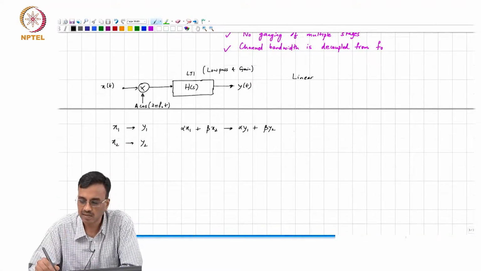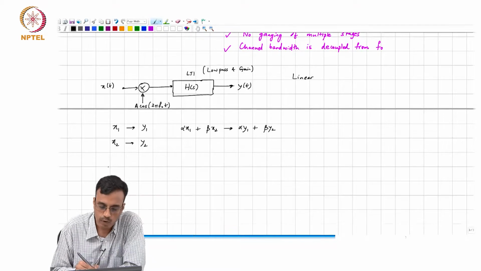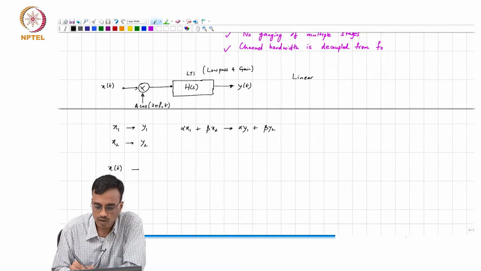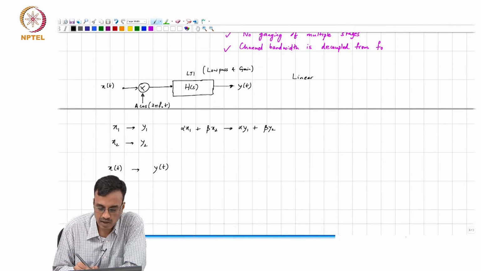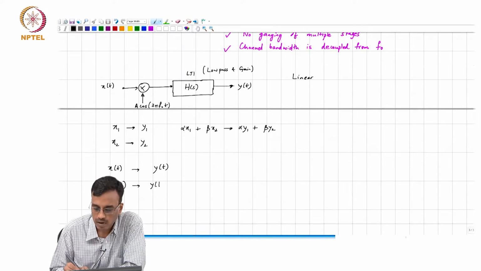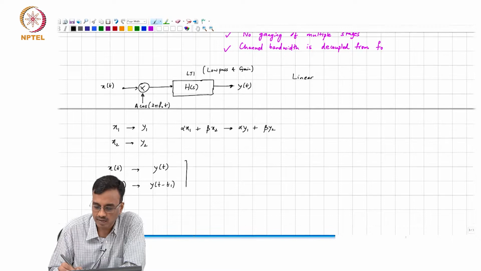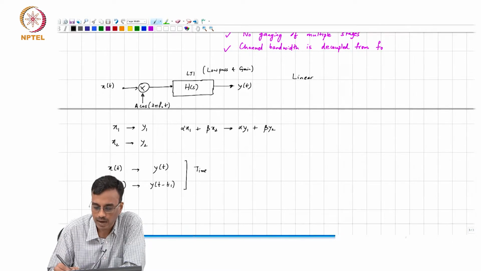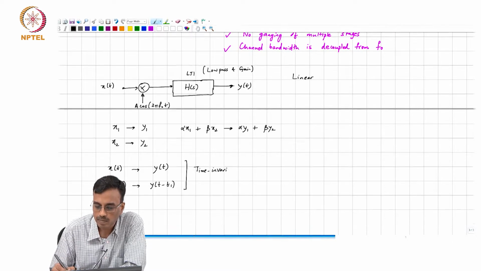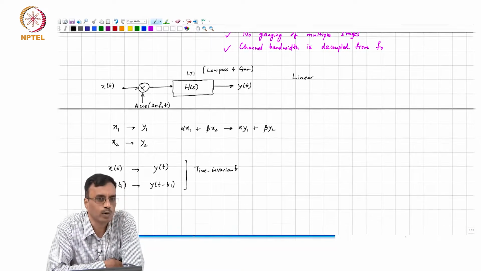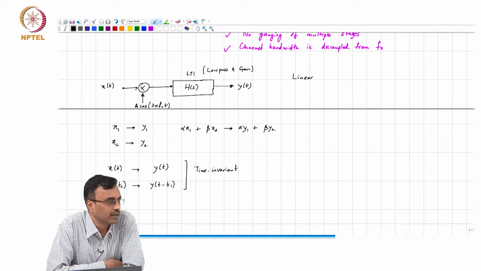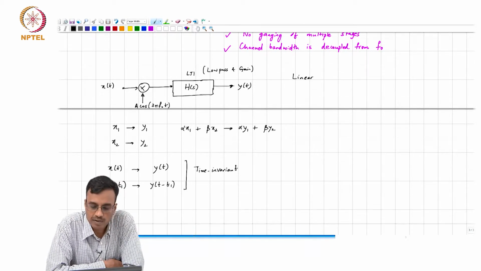What comment can we make about time invariance? Let us remind ourselves what time invariance means. If you put in x of t, let us say you get y of t. If you put in an input x of t minus t1, you must get y of t minus t1, and then this is what you call a time invariant system. Please note that time invariance has got nothing to do with linearity. These are two fundamentally different things. Now, is this system time invariant or time varying?